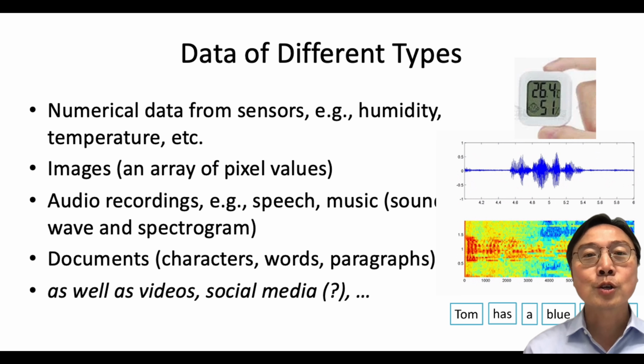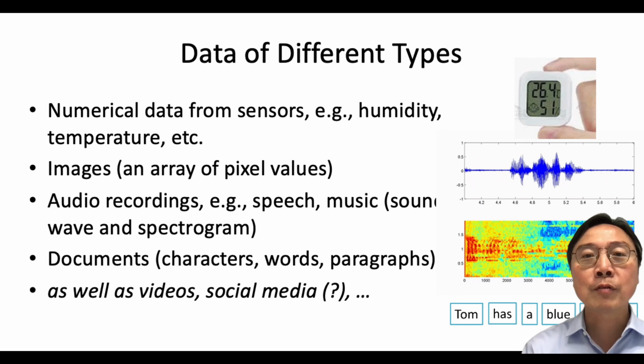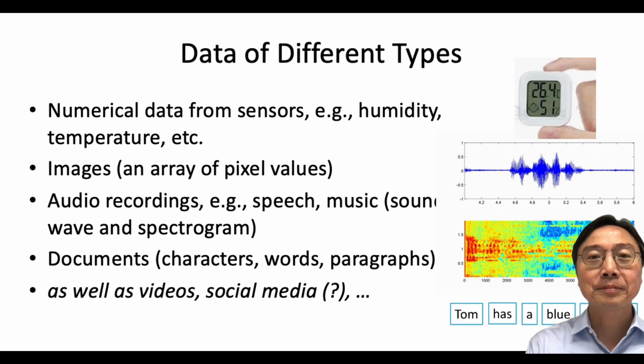And also we have video, and we have social networks. For a social network, we're not just having posts, but we have also recorded how people are connected with each other. For those of you who know a little bit about graphs, it is essentially a graph structure. So, different types of data.